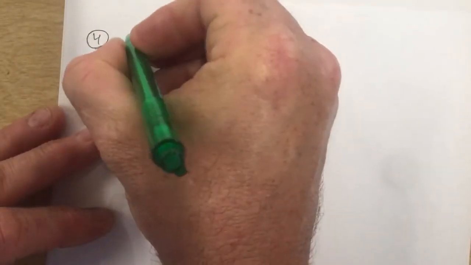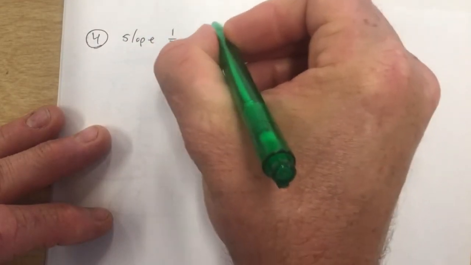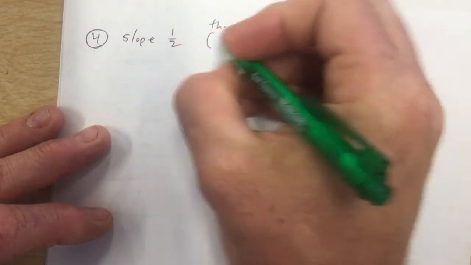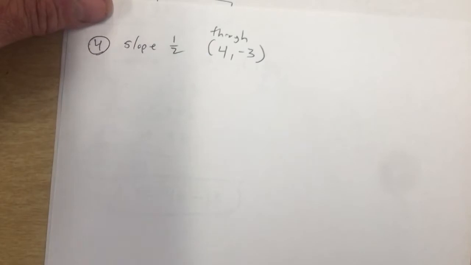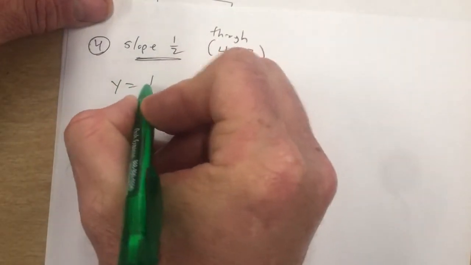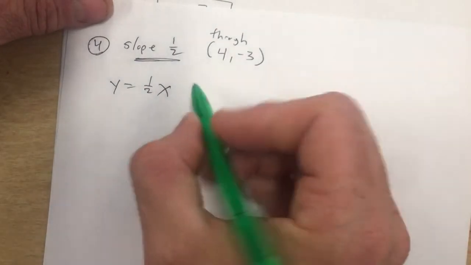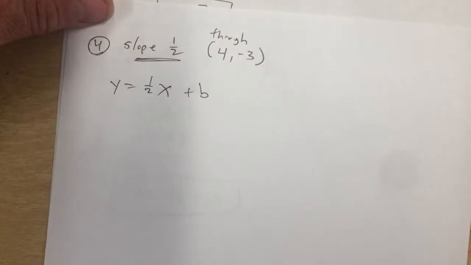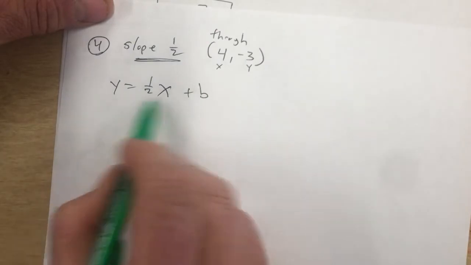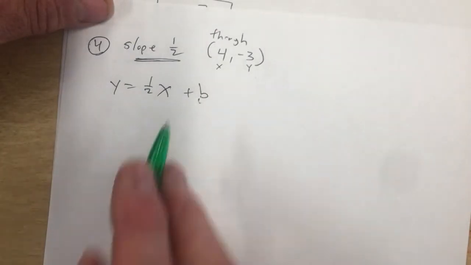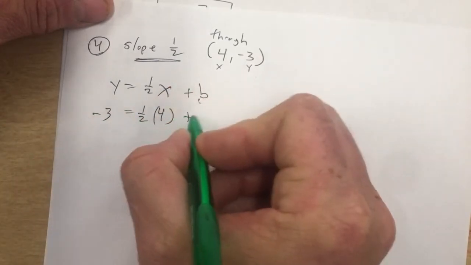Number 4, the slope is 1/2, and it goes through 4, -3. Okay. All right. So again, we know the slope, so I know it's y equals 1/2 x. It's always the slope number times the x. But now I don't know the y-intercept, so I'm going to have to do this plus b thing again. And I'm going to take this point, this is my x, this is my y, and I'm going to put those values in to figure out what the b is. So 4 goes right here for x, -3 goes over here for y. So it looks like this.